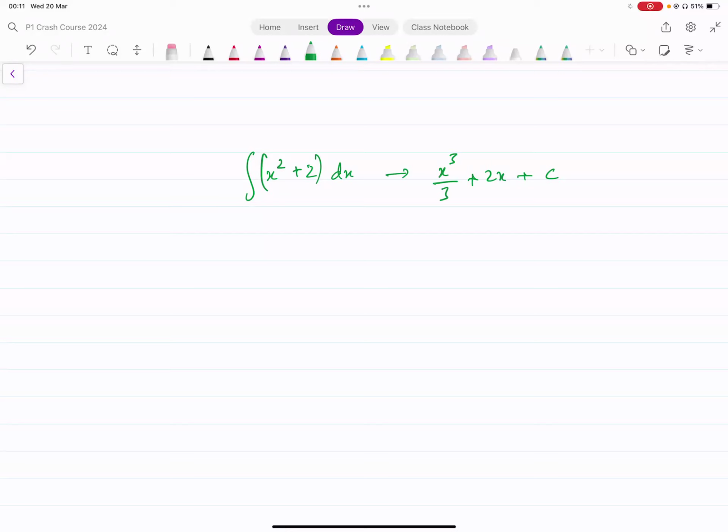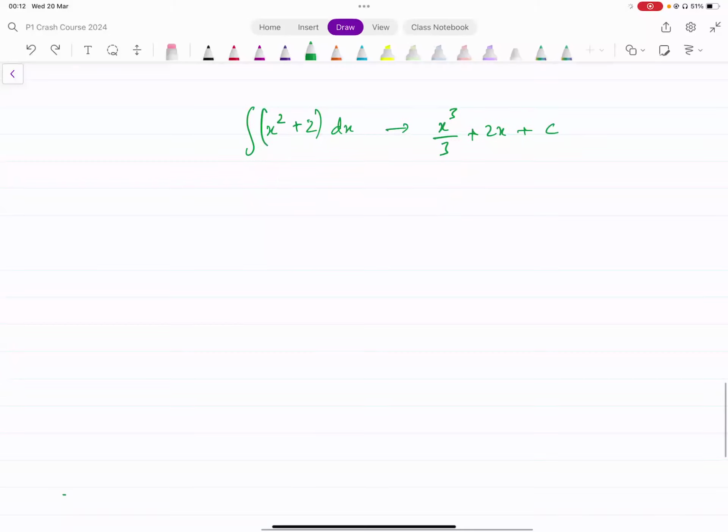Because the derivative of this thing is going to be x squared plus 2. That's why the idea of reverse differentiation is important, that integration is just the opposite of differentiation. In differentiation, this constant would disappear. So if we were to integrate this, we would need to consider a constant there always. All right.